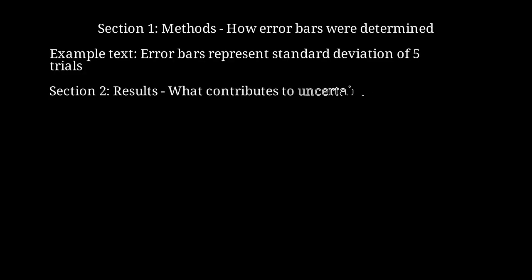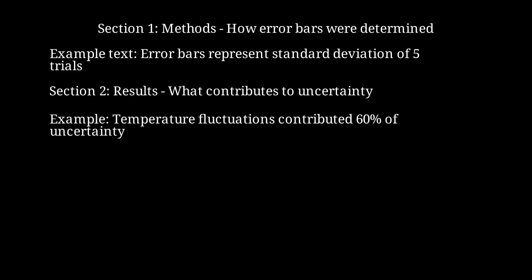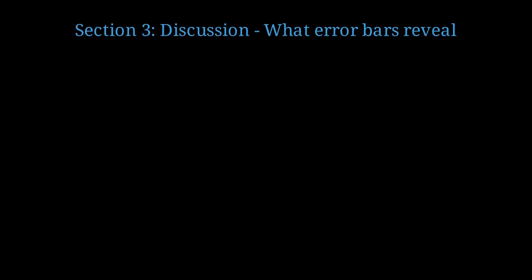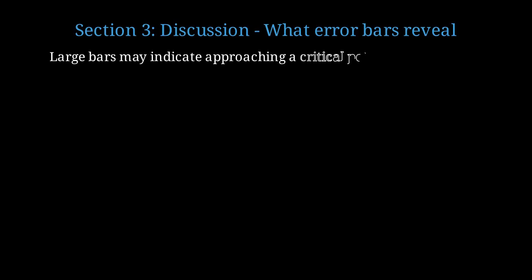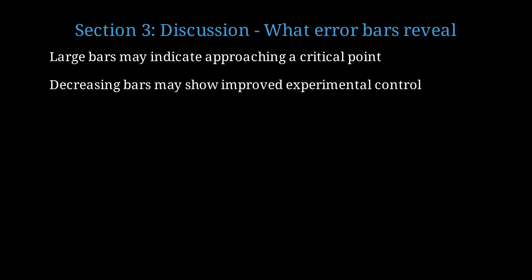In your results section, discuss what contributes to the uncertainty. Identify the dominant sources of variability. For example, "temperature fluctuations in the lab contributed approximately 60% of the observed uncertainty as determined by controlled tests." In your discussion section, interpret what the error bars reveal about the physics of your system. Large error bars near a certain temperature might indicate the system is approaching a phase transition where properties become more sensitive to small perturbations. Decreasing error bars across successive data sets might demonstrate improved experimental control or technique refinement.